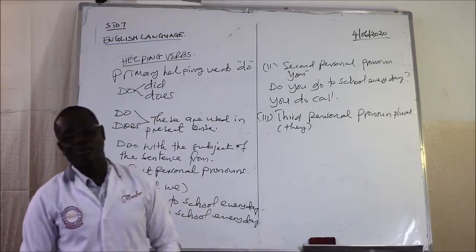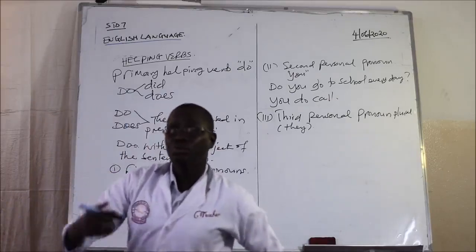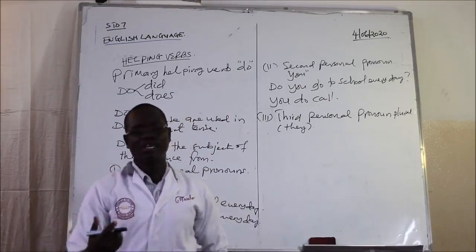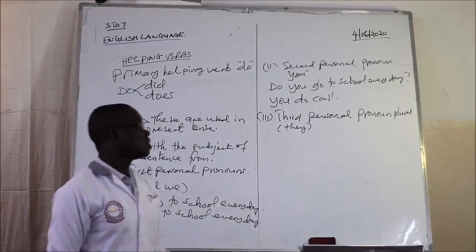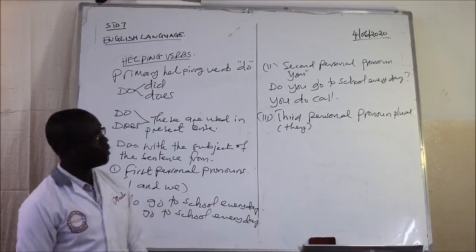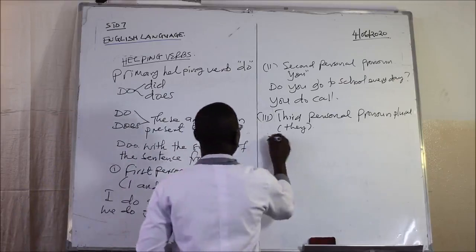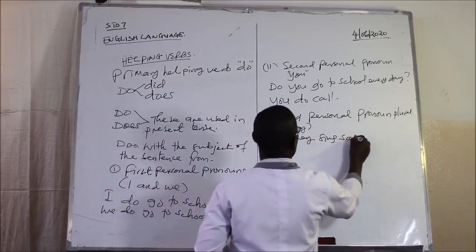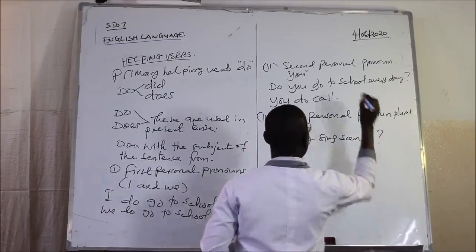In an interrogative sentence, you can again say, do they sing songs? This is helping verb do being used with third person pronoun plural. Do they sing songs?